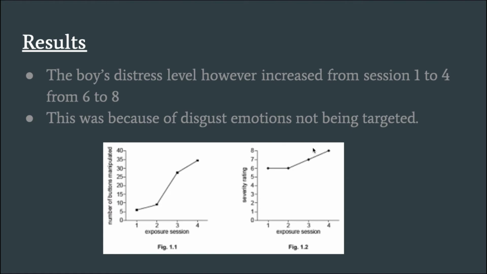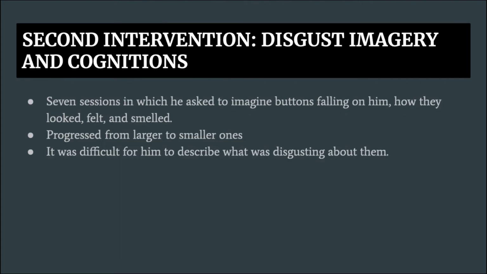So let's look at the second type of therapy that was used. The second intervention discussed imagery and cognitions. Now we are going to look into in vitro exposures. At several times the boy reported that he found buttons disgusting and gross, but he could not actually give a reason why he thought that buttons were disgusting and gross.